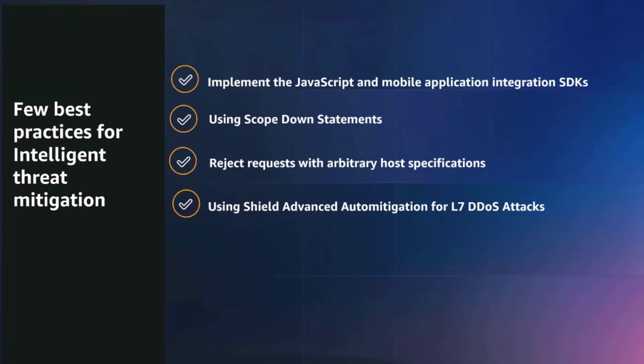Using Shield Advanced Auto Mitigation for Layer 7 DDoS mitigation. If you're trying to solve Layer 7 DDoS problems, you can integrate with Shield Advanced automatic Layer 7 DDoS mitigation rather than relying on ATP or targeted bot control, even though these rule sets have the ability to rate limit. But if you're aiming to mitigate large-scale DDoS attacks, using Shield Advanced is a better way.